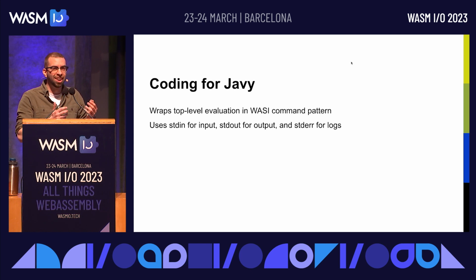The WASI command pattern is you have a function called _start, which doesn't take any arguments and doesn't return any values. So you invoke that, and then we start evaluating the JavaScript code. And then we use WASI's standard input, standard output, and standard error streams for I/O to the host. That is, we take the input over standard input as a collection of bytes, write the output over standard output as a collection of bytes, and write to standard error, usually assuming it's going to be a UTF-8 encoded string.